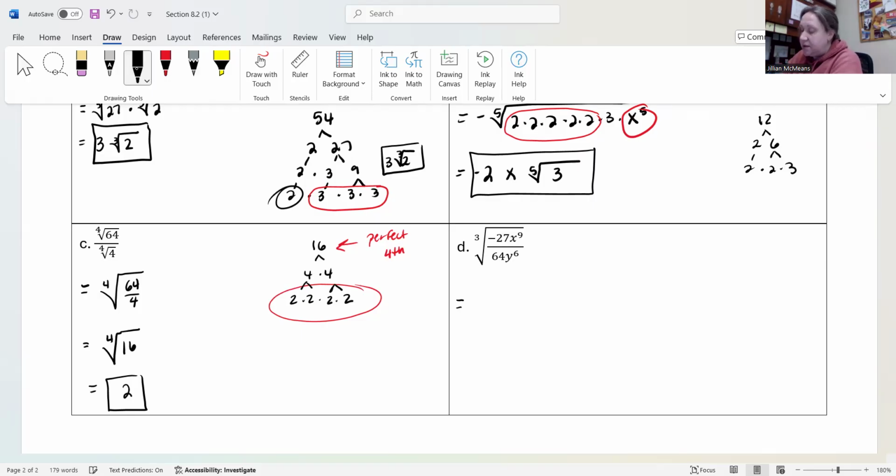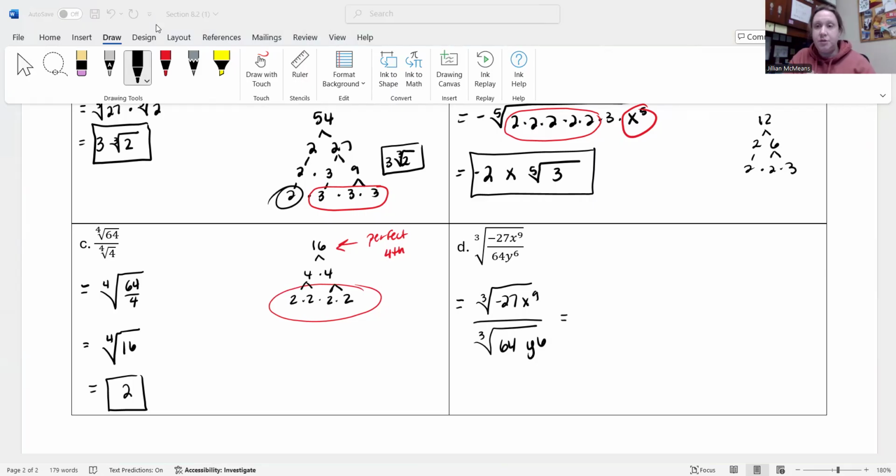So let's go ahead and break this down as the cube root of negative 27 x to the 9th divided by the cube root of 64 y to the 6th. And then what I happen to notice is that 27 is a perfect cube, and I think 64 is too. So let's just double check. Let's prove it to ourselves.